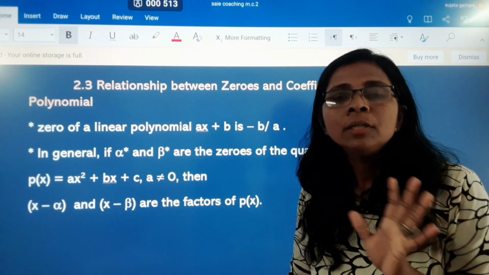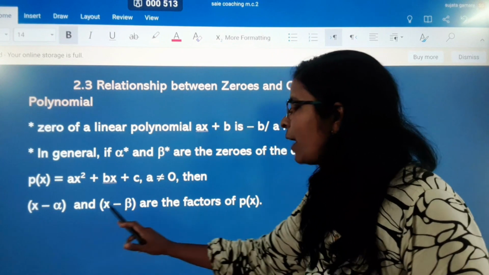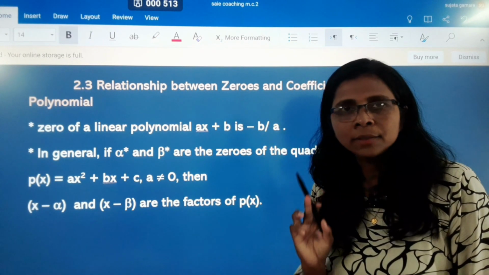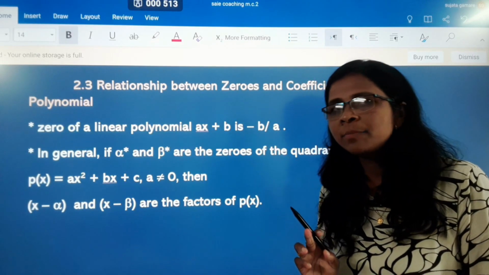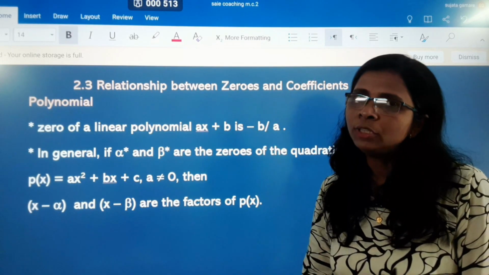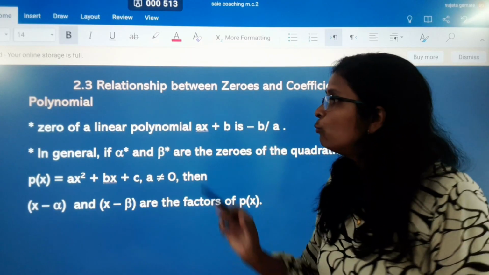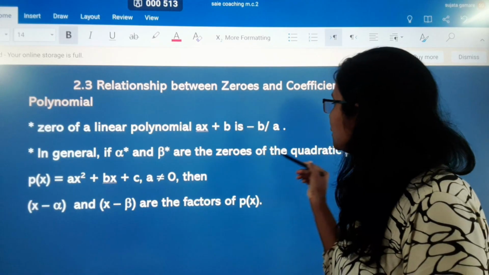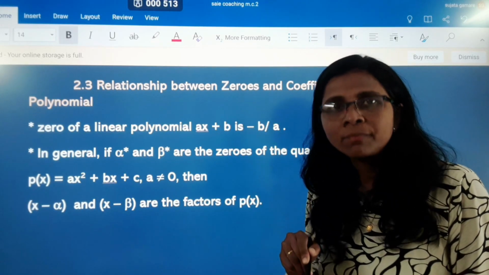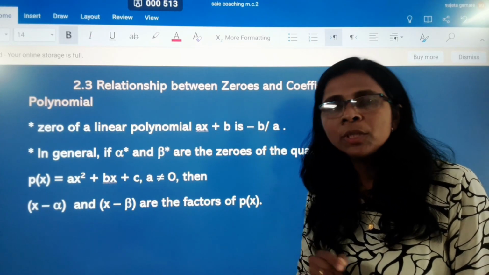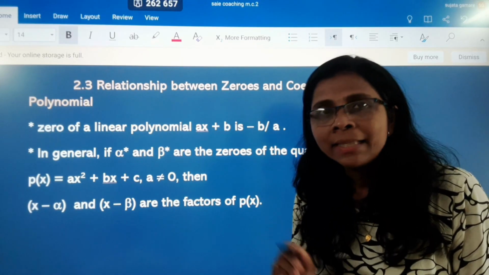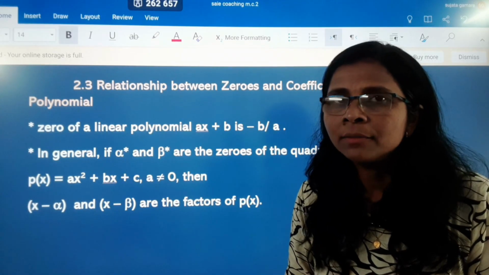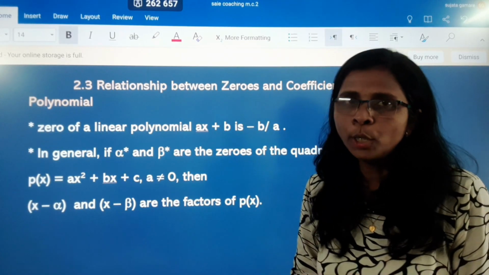Then what happened? Then x minus alpha and x minus beta are the factors of p of x, because we here say that alpha and beta are the zeros of the quadratic polynomial. Alpha and beta are the zeros of the quadratic polynomial, and that's why we get that x minus alpha and x minus beta are the factors of this polynomial.